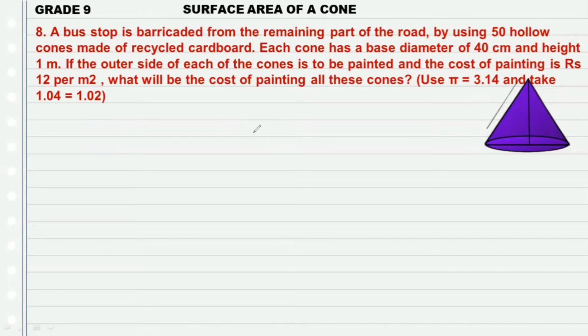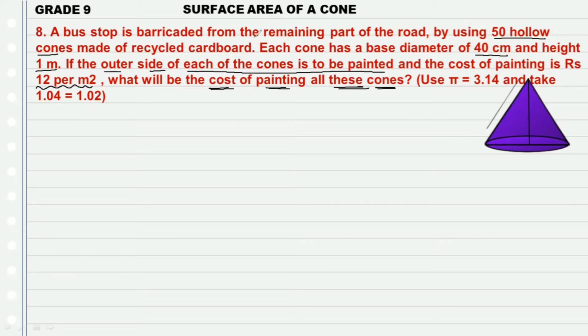We are on exercise number 13.3, question number 8. It says that a bus stop is barricaded from the remaining part of the road by using 50 hollow cones made up of recycled cardboard. Each cone has base diameter as 40 centimeter and height is given as 1 meter. If the outer side of each of the cone is to be painted, and the cost of painting is rupees 12 per meter square, we have to find the cost of painting all these cones.